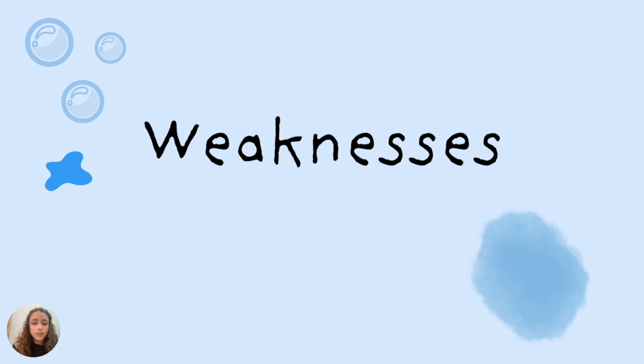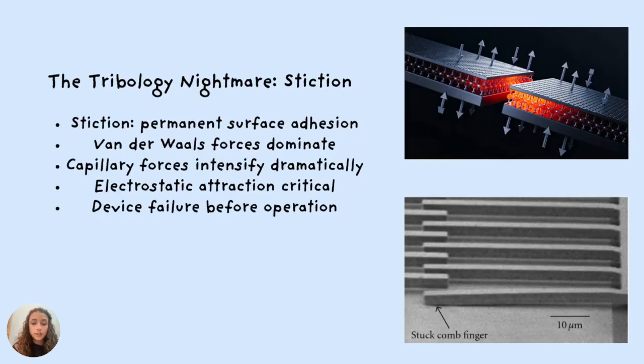Now it's time to discuss the weaknesses. First, the tribology nightmare. MEMS face some serious challenges, of course, and the biggest one is stiction, where surfaces stick together permanently. At the microscale, van der Waals forces, capillary forces, and electrostatic attraction all kick into overdrive. These forces are nearly impossible to eliminate, and they can cause moving parts to fail before the device even starts to operate. Add in the fact that classical mechanics doesn't quite work at these scales, and you start dealing with material challenges that don't have easy answers just yet.